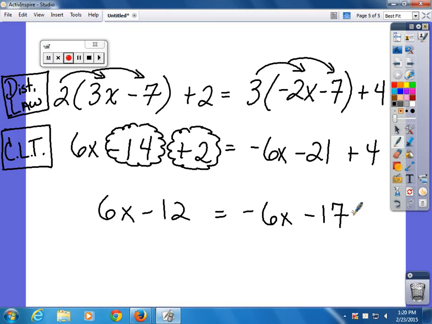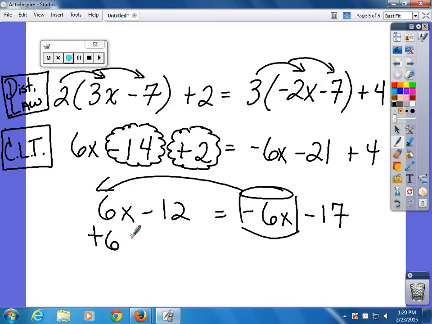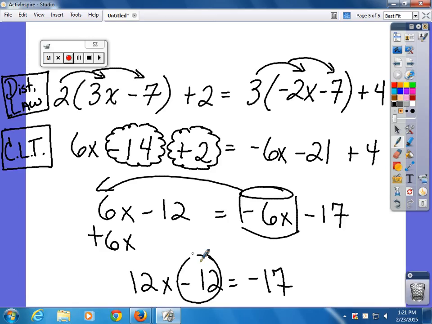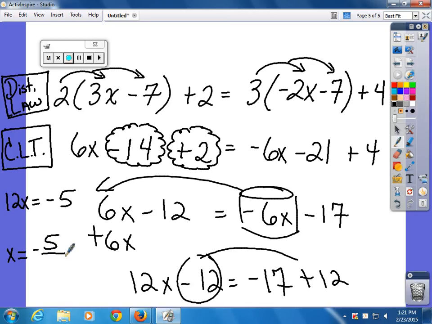Which one's the smallest bucket? You bring it over. And that becomes a positive 6x. 12x minus 12 is equal to negative 17. And what do we do with that negative 12? Comes across the river. So 12x is equal to, you owe 17, you have 12, you owe 5, right? So x is equal to negative 5 twelfths.